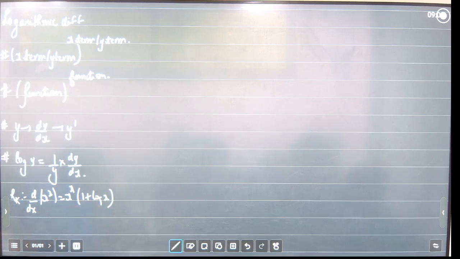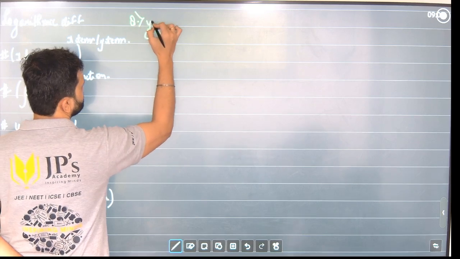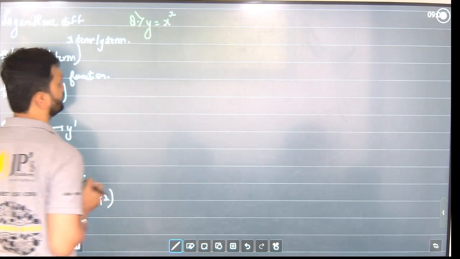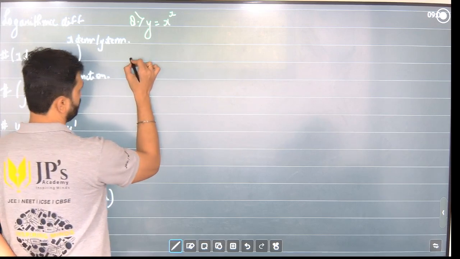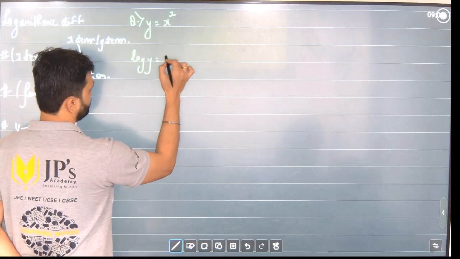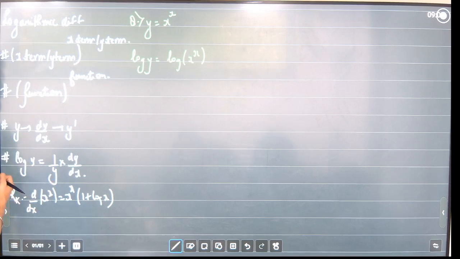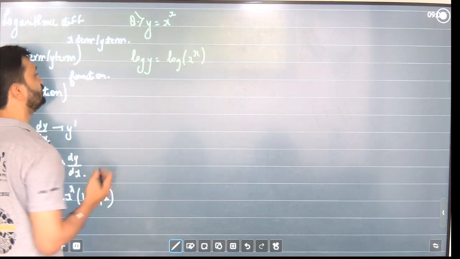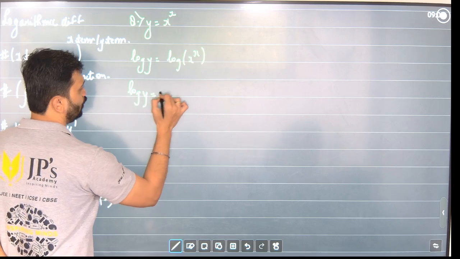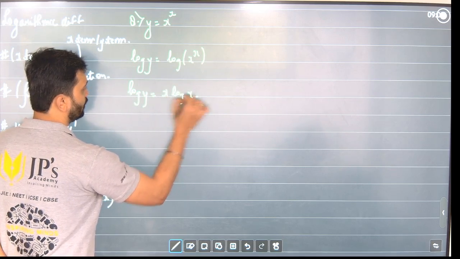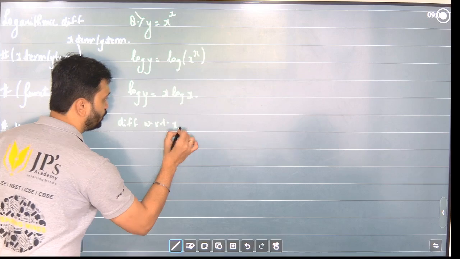Now how does this come? I'll show it to you. We start with y is equal to x raised to x. Since it is a function raised to a function, we take log on both sides. So log y is equal to log of x raised to x. Now the power of the variable becomes the coefficient of log. So log y will become x log x. I'll differentiate with respect to x.